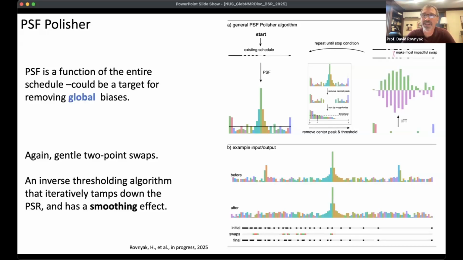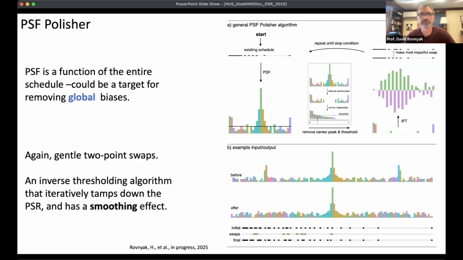It's outlined in this schematic. I don't think we need to go into too much of it in the interest of time, but one of the key things is this focuses on more than just the peak to side lobe ratio. This actually has a smoothing effect, and so you can see the example here. And it's, again, gentle, and it has a very unique stop criterion that Henry came up with that I don't have time to show you, but it's really an outstanding stopping criterion.